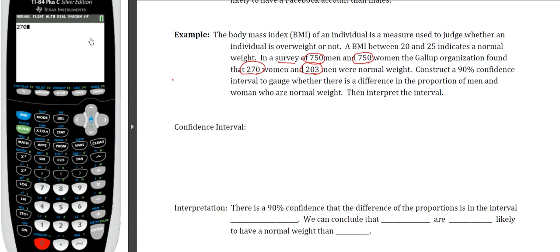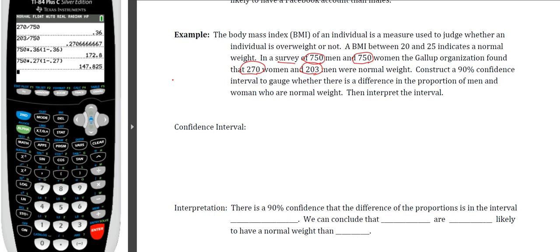And then our proportions. For women, we have 270 out of 750. For men, we have 203 out of 750. And we need to check both of those. So 750 times 0.36 times 1 minus 0.36, to see if this is bigger than 10. And it is by quite a bit, so we're good there. And then for men, we have 750 times about 0.27 times 1 minus 0.27, and we have 147. That's also more than 10, so we're good. All the conditions are met. We have normality. We can work through this.